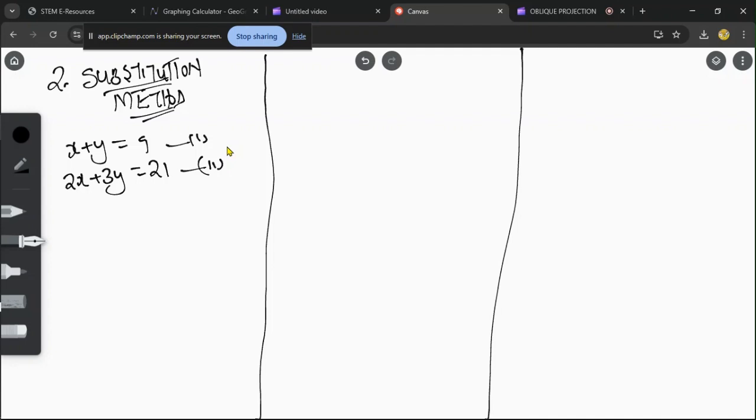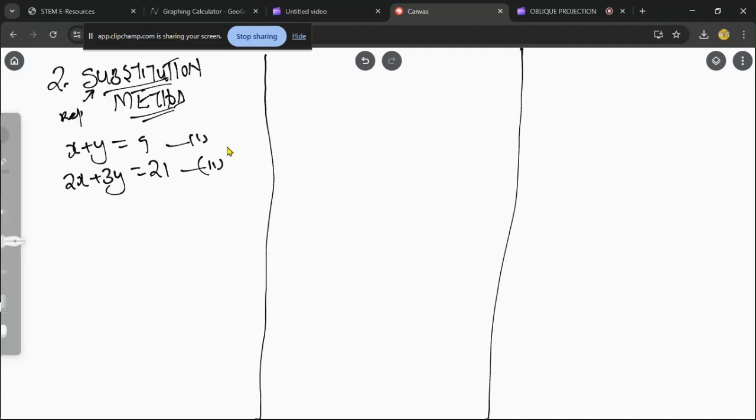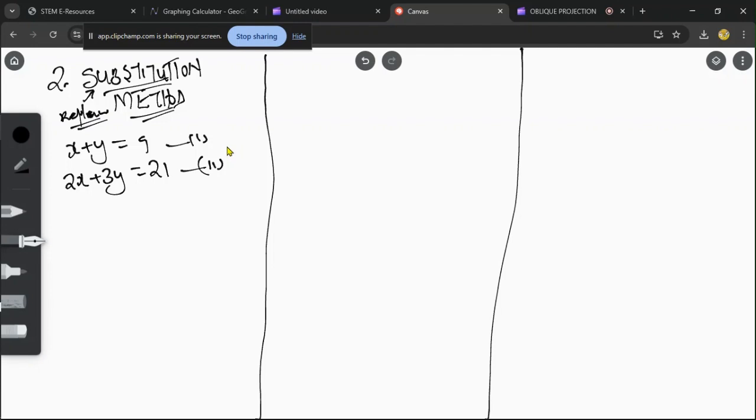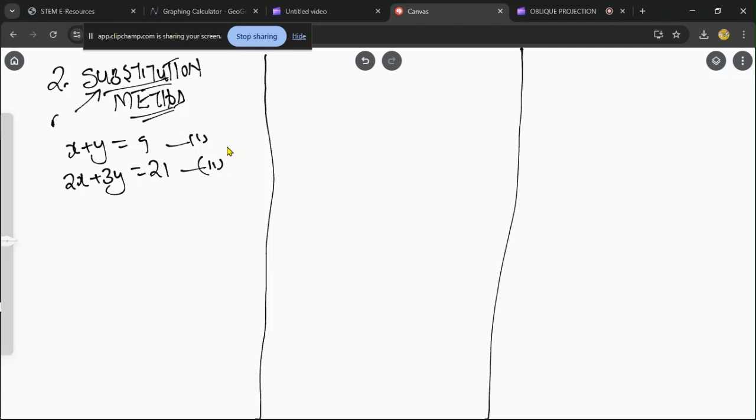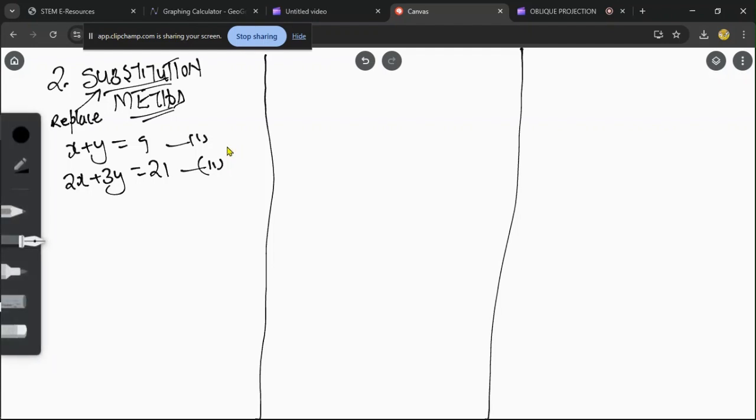To substitute is like to replace. Substitute is to replace. So here we want to see what you are going to replace. Substitution is from the word replacing. So to give someone a sub is to replace them. So I label this one equation 1 and this one is equation 2.